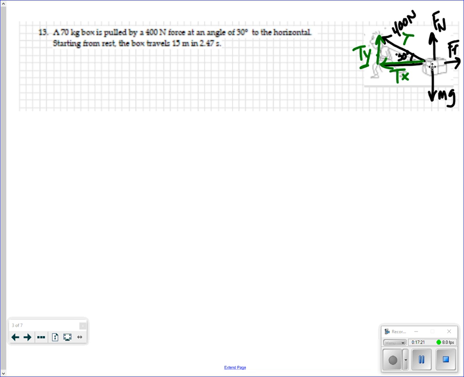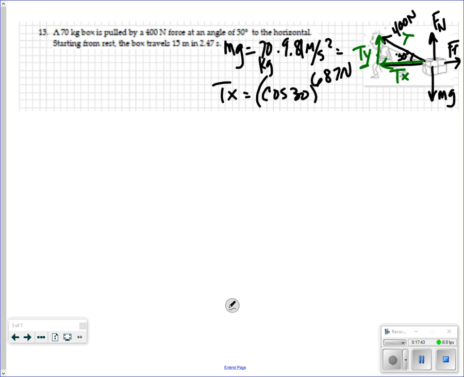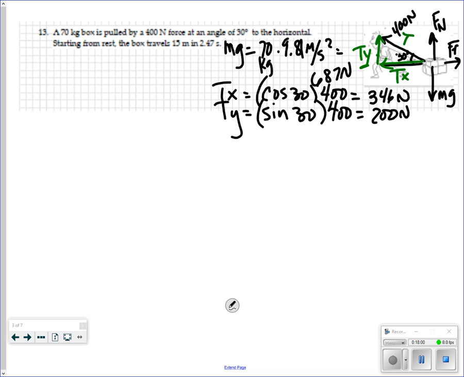All right, I'm going to go back to black here. Let's figure a few of these out. mg is easy. We always can start there. All right, so we're going to do 70 kilograms times 9.81 for that one, and we're going to get 687 newtons. After that, you can figure out Tx and Ty. Tx is the cosine component, cosine of 30 times 400. And when you do that, you get 346 newtons. Ty is going to be the sine component because it's the opposite side. And that's going to give me 200 newtons.